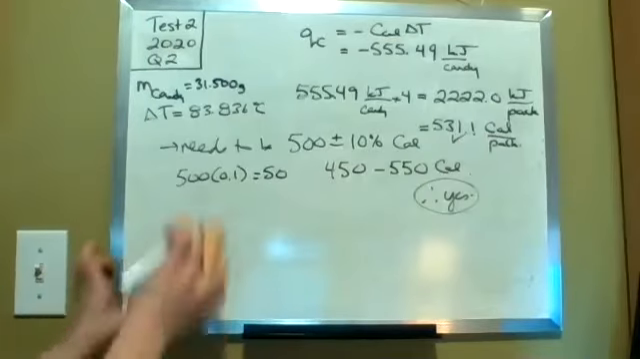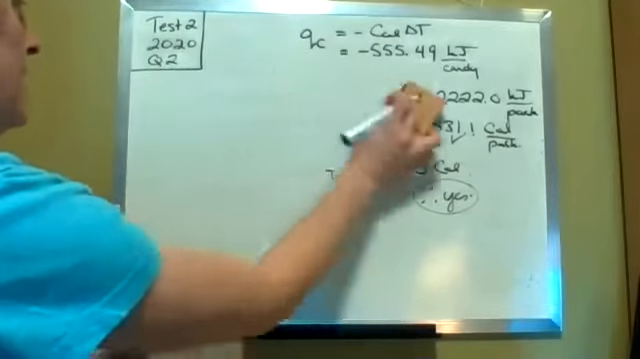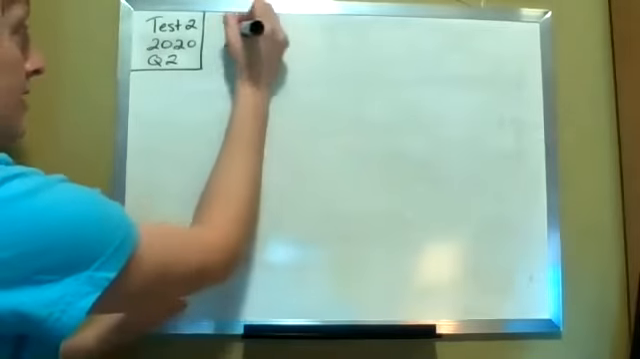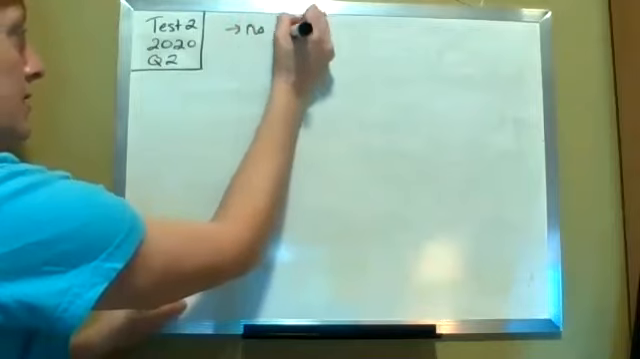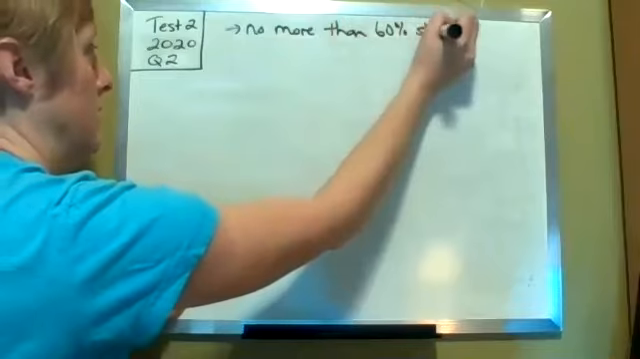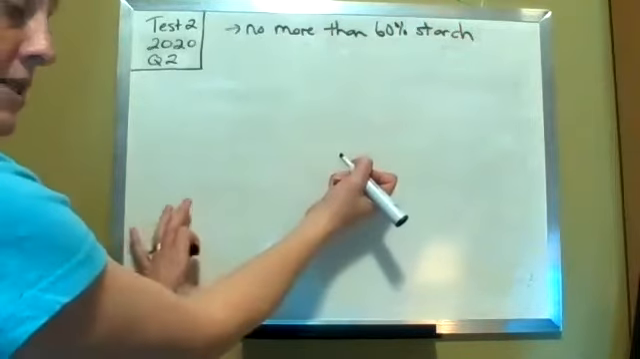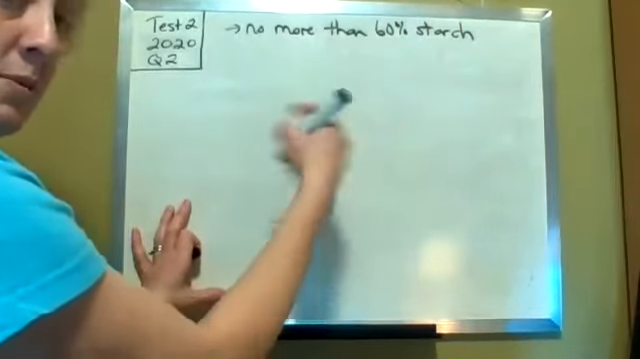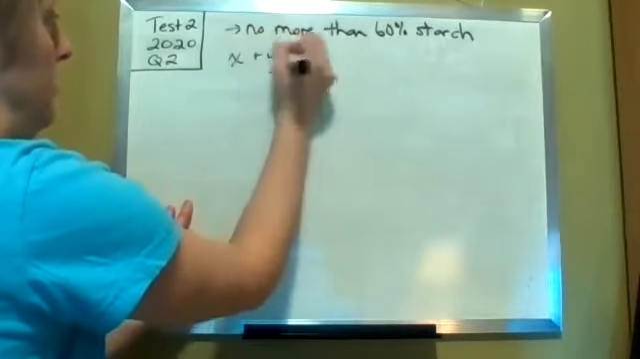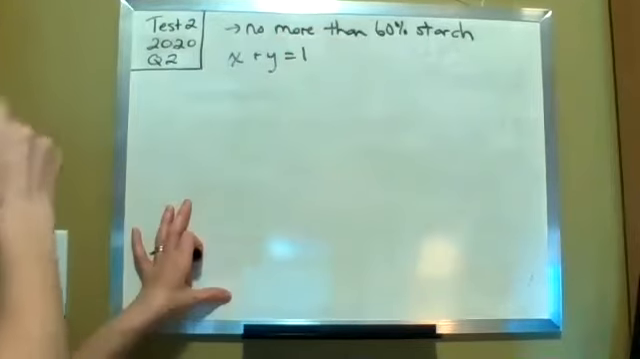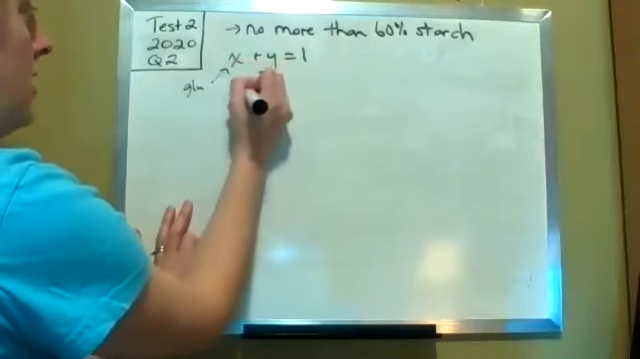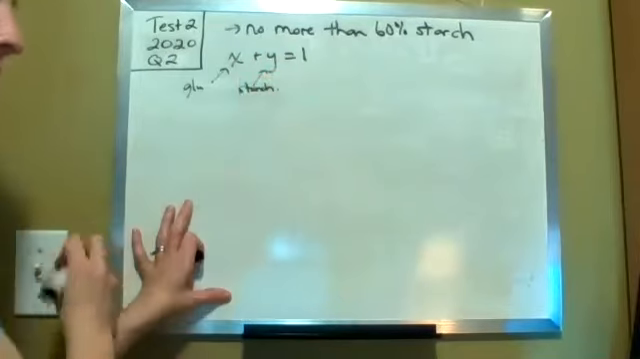Now let's do part D, which is asking about that second requirement. That second requirement says that you can have no more than 60% starch. And you're given a little hint on there. Your hint: percent glucose plus percent starch has to equal 100%. So you can break that down to x plus y equals 1, where x could be your amount of glucose, and y could be your amount of starch.